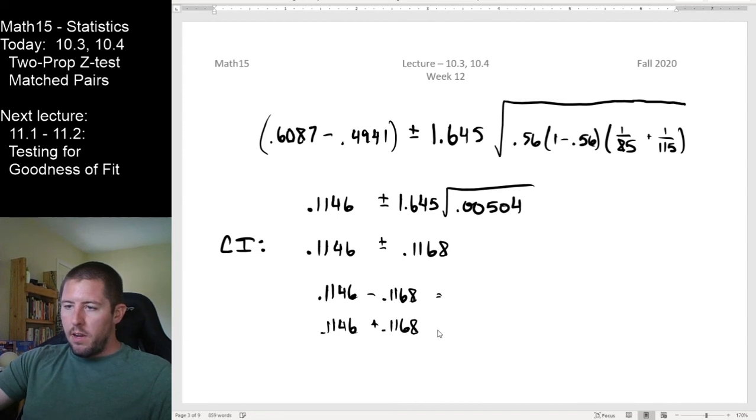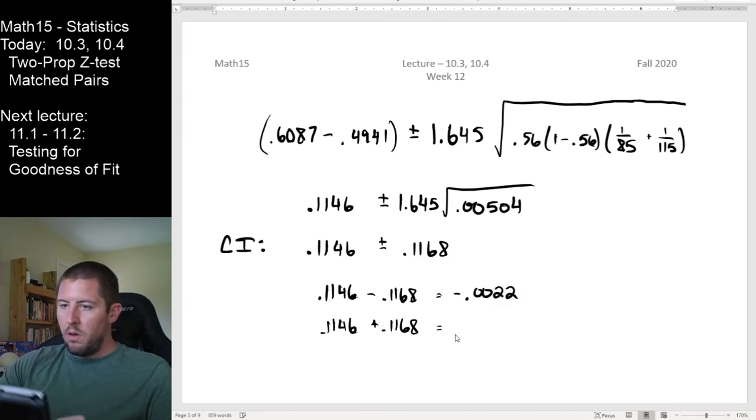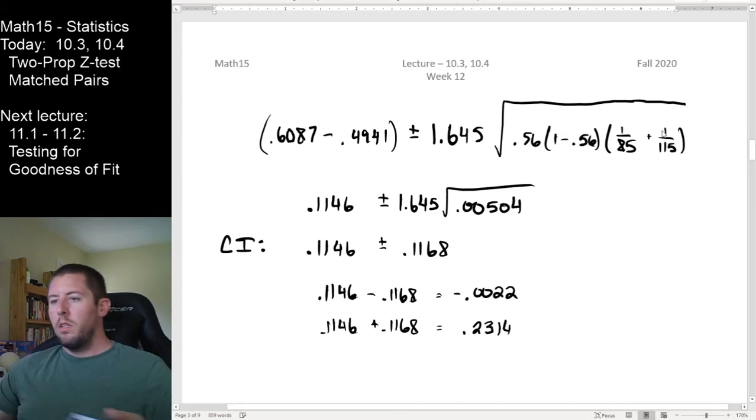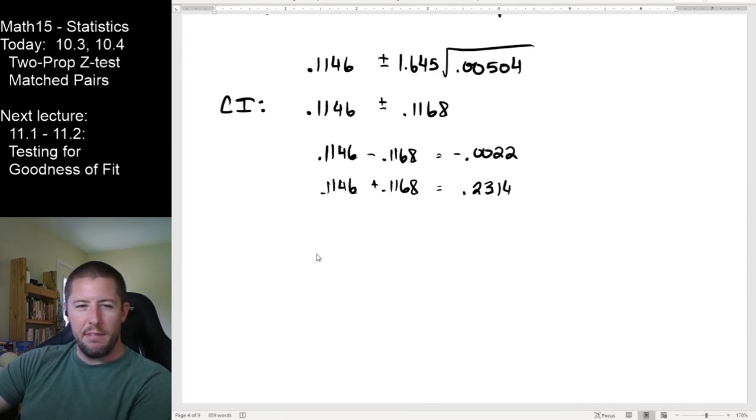If I go to my calculator and do these two, 0.1146 minus 0.1168, I'm seeing a negative 0.002. Over here I'm seeing 0.1146 plus 0.1168, and I'm getting 0.2314. So it looks like our lower bound for our confidence interval is a negative and our upper bound is a positive. So how do we interpret this?